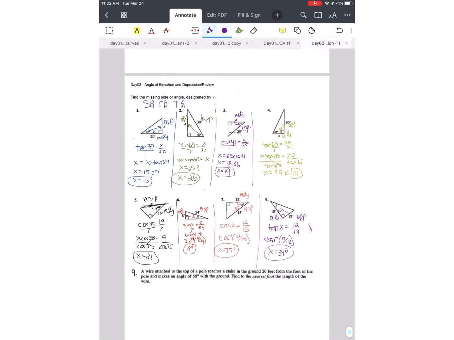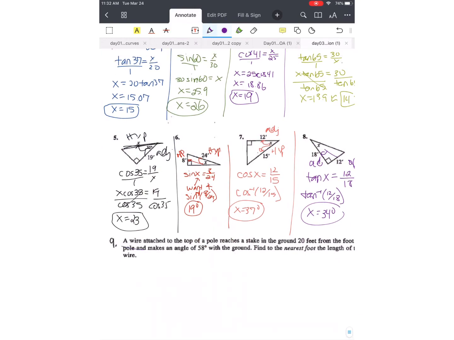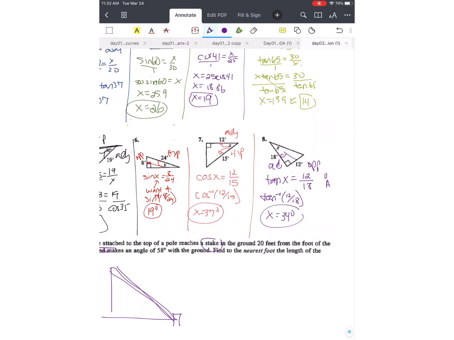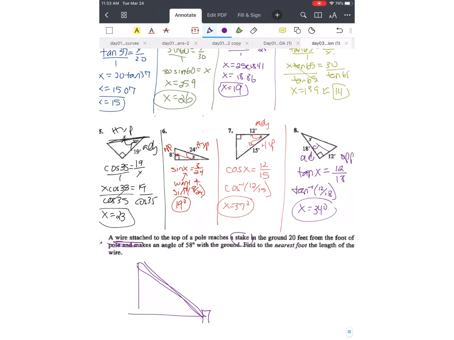Okay. Lastly, a wire is attached. Again, wire. I think I told you before, the wire is the hypotenuse. It is attached to the top of a pole that reaches the stake on the ground. Yes, that is not food. That's like a wooden stick in the ground 20 feet from the foot of the pole. Okay, that's the foot of the pole, so you know it's on the bottom. And it makes an angle of 58 degrees. Find to the nearest foot the length of the wire, so they want that wire.